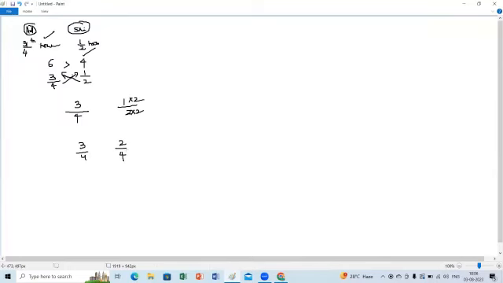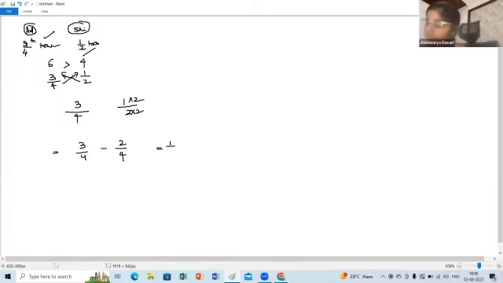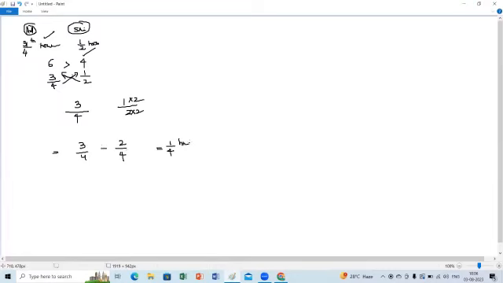More she practiced than Sritej means I need to, what I should do? Minus. I should subtract 1 by 4 half. She practiced more than Sritej. Hope you understood, children. Any doubt here, please let me know. Or else I'll go with one more example.